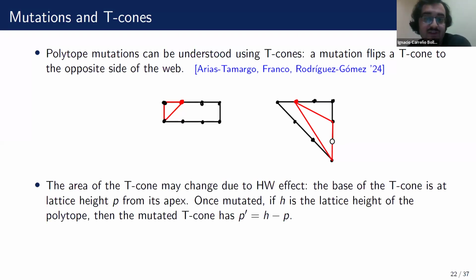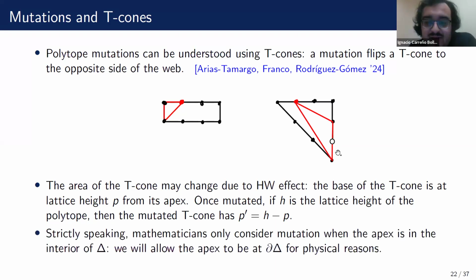So the area of the T-cone, as I've just said, changes due to the Hanany-Witten effect in the following way. If in the original T-cone the base is at lattice height P from its apex, and the full diagram has a lattice height H, then the mutated T-cone has a new height equal to H minus P. So for example, here in this case, we have P equal 1, H equal 3, and H minus P, 3 minus 1, equals 2.